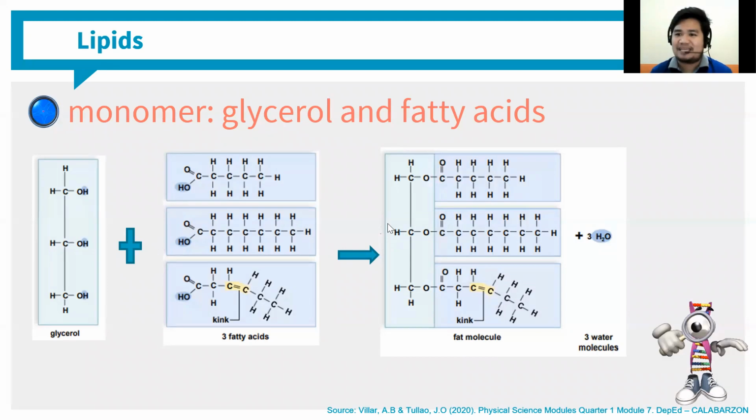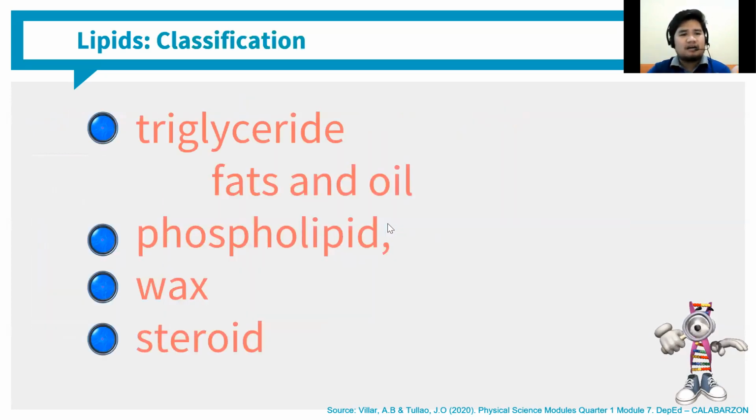Lalo na kapag plastic yung baunan, hirap tayong tanggalin yung sebo or yung mga mantika, di ba? Okay. So, there are 5 classifications of lipids, kasi yung triglyceride may dalawa siyang klase, yung fats and oil. So, we have fats and oil, which are under triglyceride. We have phospholipid, we have wax, and we have steroid.